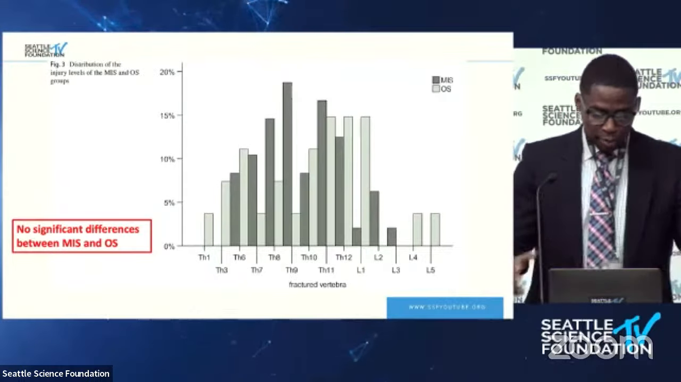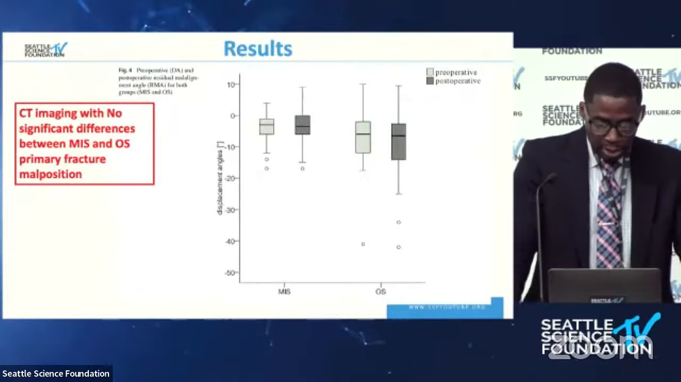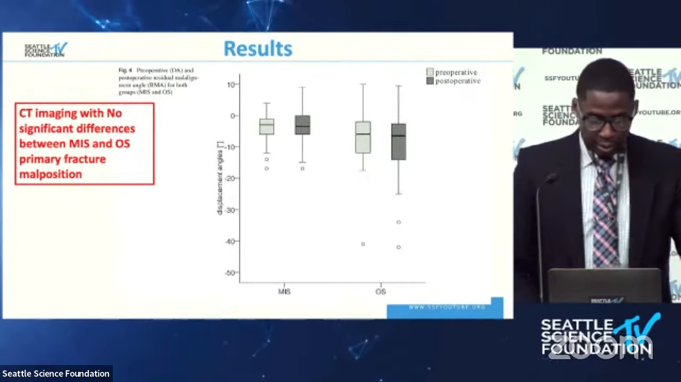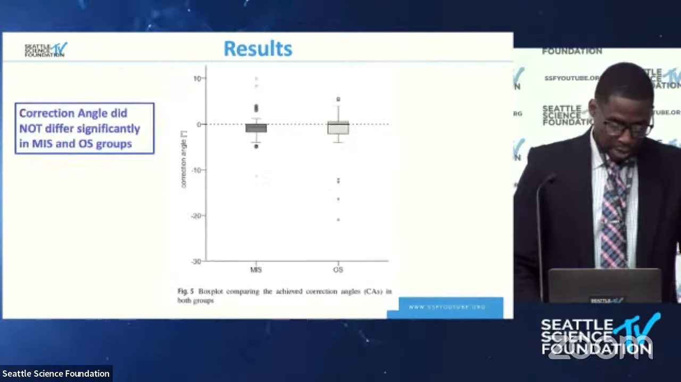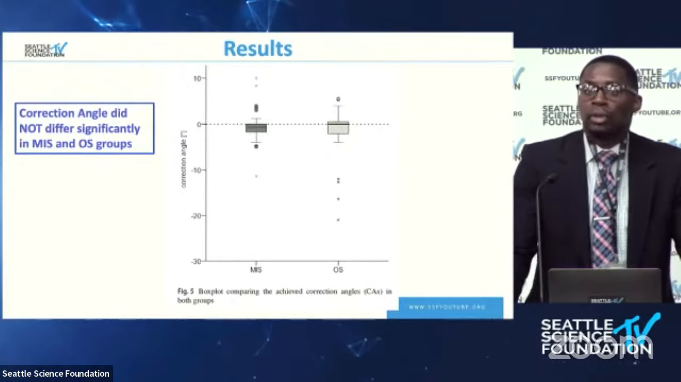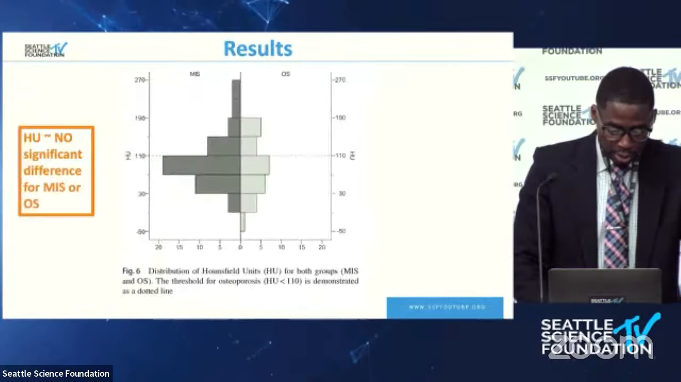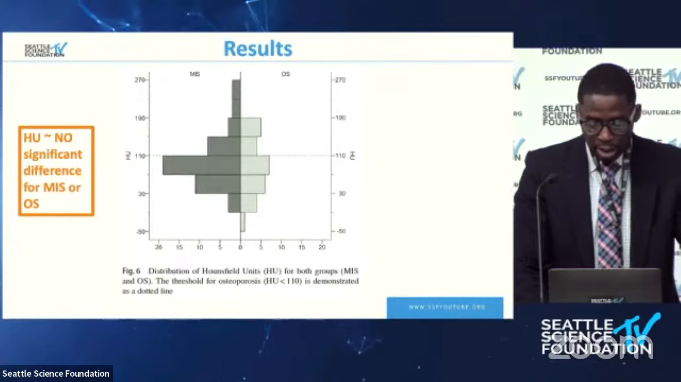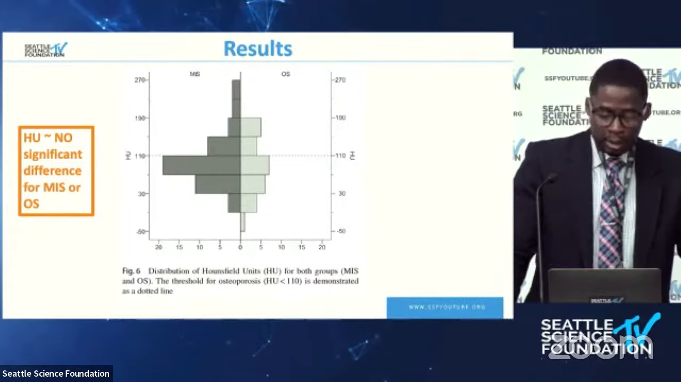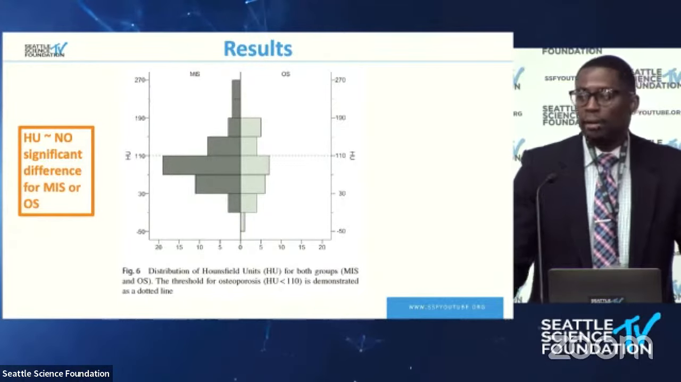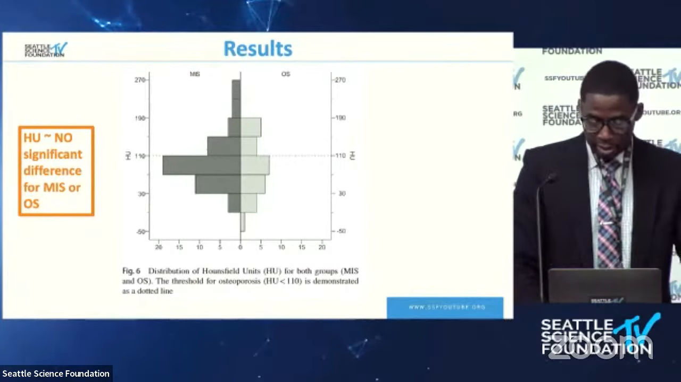With respect to the distribution of injury within the thoracolumbar regions, there was no significant difference between MIS or open surgery treatment. CT imaging did not identify any significant differences between the groups with respect to the primary fracture malpositions of any of the screws. And then the correction angle, which is one of the goals and hypotheses of the paper, they noticed that there was no difference between MIS and open surgery treatment. No difference with respect to Hounsfield units. However, they did note that close to 68% of these patients had Hounsfield units less than 110, likely leading to osteoporosis, which is what we see is common as well in the literature, as well as in surgical sites.